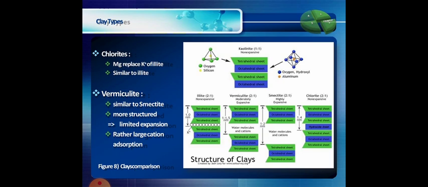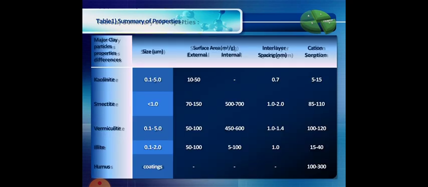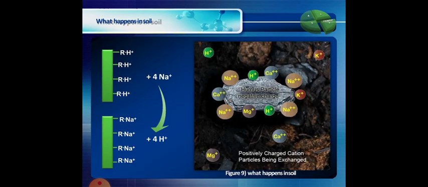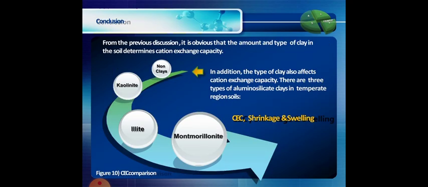Chlorite, where Mg replaces K+ of illite, is similar to illite. Vermiculite is similar to smectite, more structured, with limited expansion and rather large cation adsorption. Clay comparisons are shown in the figure: the structure of clays. This table shows the summary of properties. This figure shows what actually happens in soil. You can observe it in this figure.